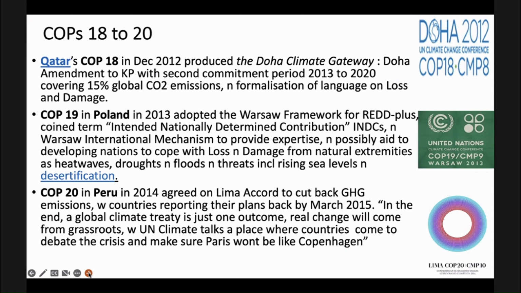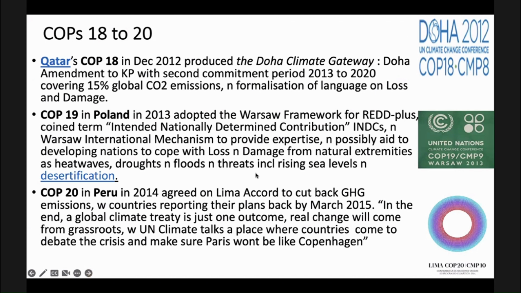COP19 in Poland adopted the Warsaw Framework and coined the term intended nationally determined contribution, and created the Warsaw International Mechanism to provide aid and expertise to cope with loss and damage from heat waves, droughts, floods, and rising sea level, as well as desertification.